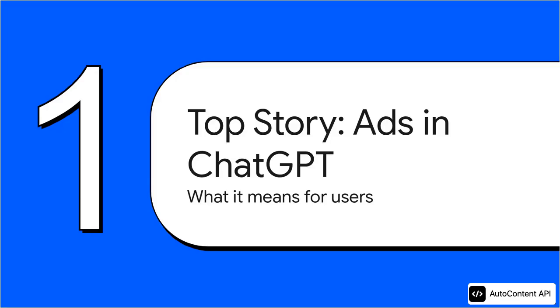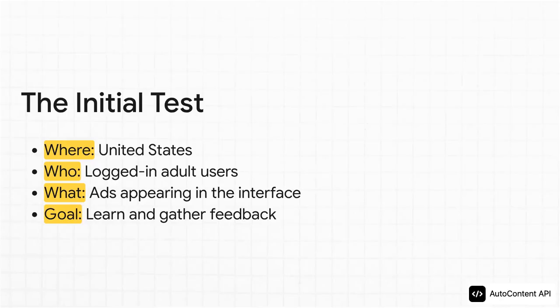So let's just dive right in. What does this ad test actually look like? Who's going to be seeing these ads? And probably the biggest question on everyone's mind, why is a company like OpenAI, which has always had such a clean interface, making this move right now? Okay, so this initial test is pretty small and focused. For now, it's only rolling out in the United States, and it's specifically for adult users who are logged into their accounts. OpenAI is being really clear that this is just an exploratory phase. They're not going global with this yet.